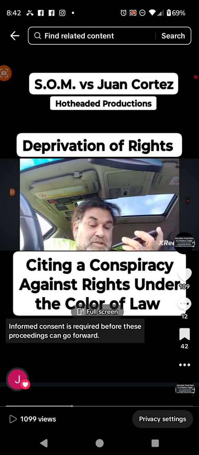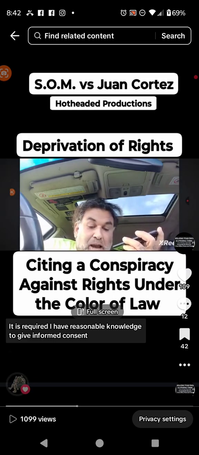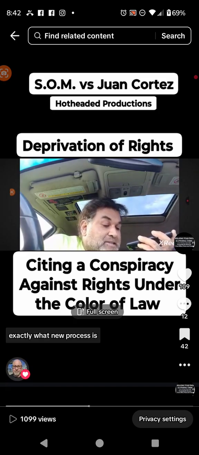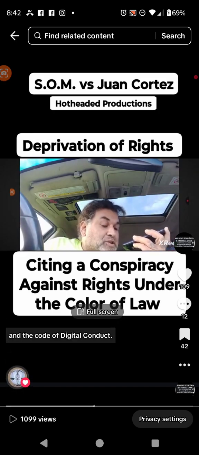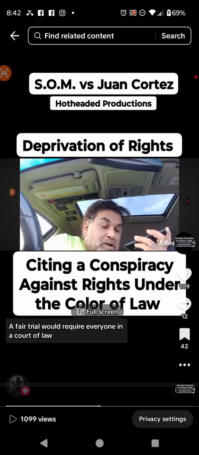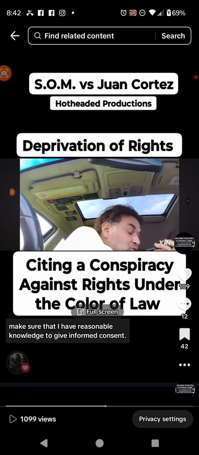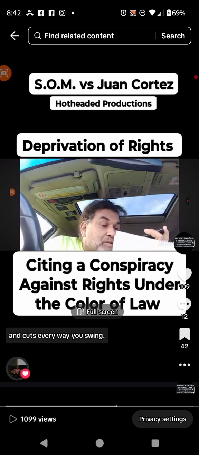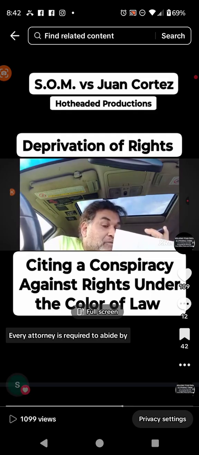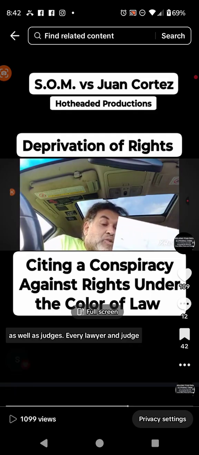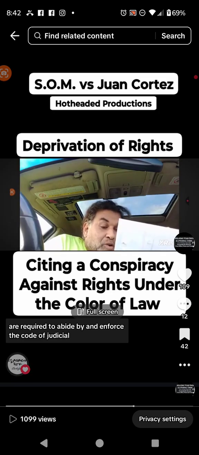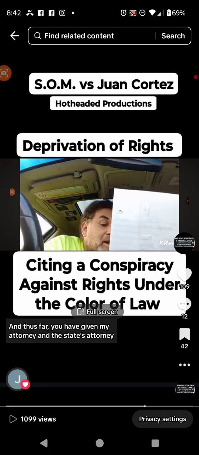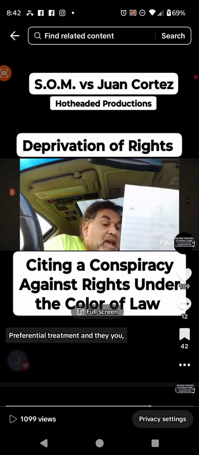Informed consent is required before these proceedings can go forward. It is required I have reasonable knowledge to give informed consent, and that reasonable knowledge would be informing me exactly what due process is, and that's explained in the Rules of Professional Conduct and the Code of Judicial Conduct. A fair trial would require everyone in a court of law making sure that I have reasonable knowledge to give informed consent. Now, effective assistance of counsel is a double-edged sword and cuts every way you swing. Every attorney is required to abide by and enforce the rules of conduct as well as judges. Every lawyer and judge are required to abide by and enforce the Code of Judicial as well. Preferential treatment is forbidden in every court of law, and thus far you have given my attorney and the state's attorney preferential treatment, and they you.